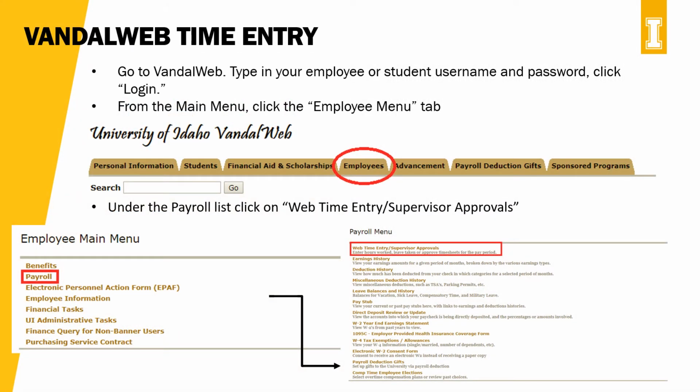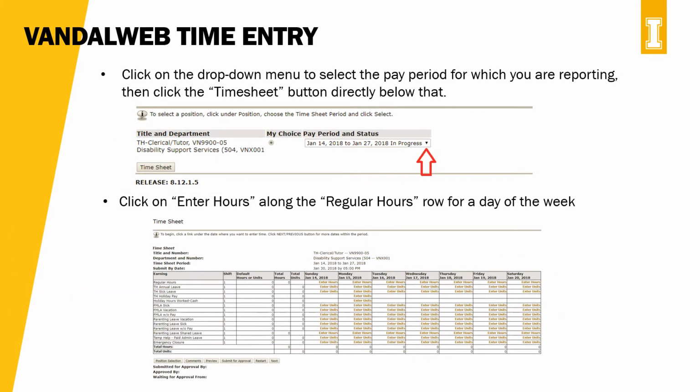Next, I will go over instructions for how to enter your time in VandalWeb. The first step is to log in. Once logged in, click on the Employees tab on the menu bar. Then click the drop-down menu to select the pay period for which you are reporting. Then click the Timesheet button directly below that.